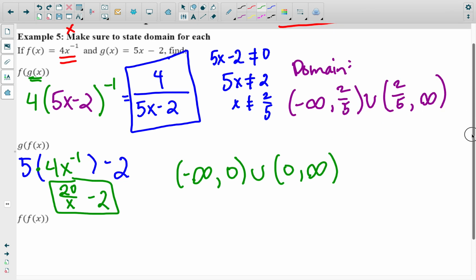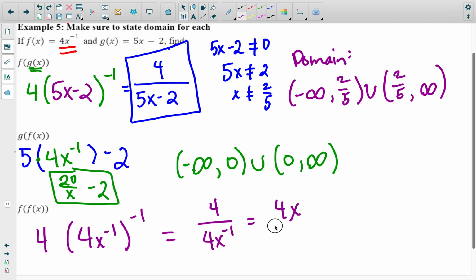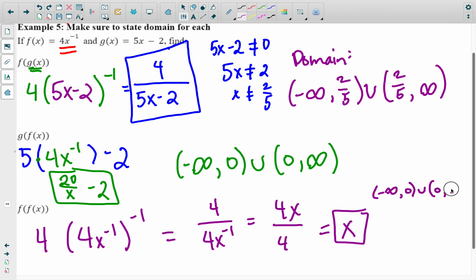Okay. Then here f of f of x, so if we plug f into itself, we have 4, and then something being raised to the first power, we're just going to plug in that f function again, and then we end up with, let's see, 4 over 4x to the negative first, which then becomes 4x over 4, which then just becomes x. Okay. What's our domain here? Our domain still has to be what that f of x is restricted by. Okay, so our domain still has to be that negative infinity to 0, union 0 to infinity.